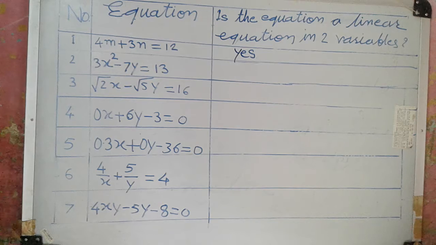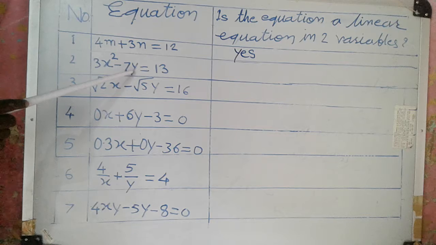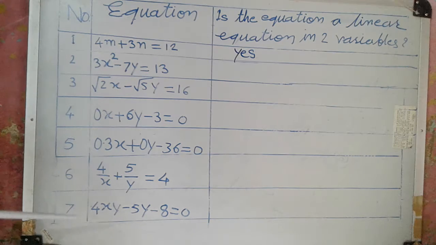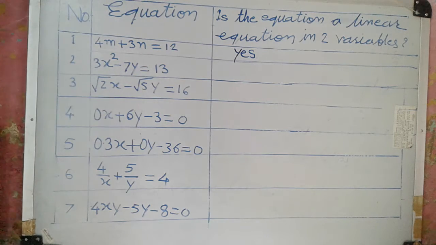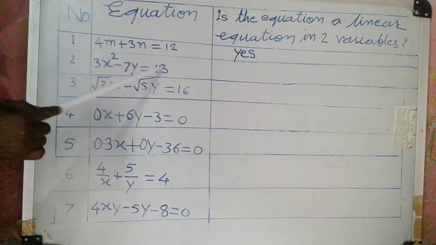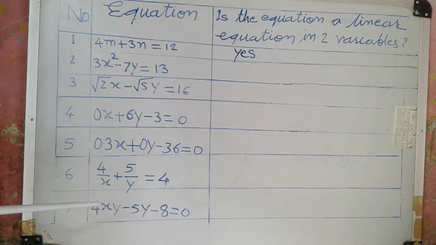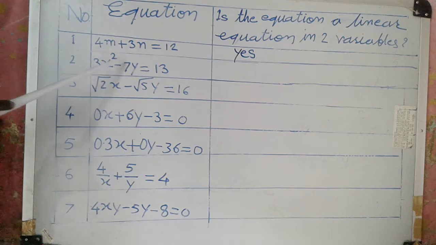Now see the second equation, 3x square minus 7y is equal to 13. Here a is equal to 3, b is equal to minus 7, c is equal to 13. 3, minus 7, 13 are real numbers. Also a is equal to 3, b is equal to minus 7, these are real numbers and are not equal to 0.